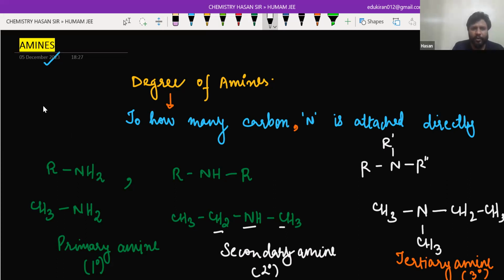Degree of amines means you are going to treat nitrogen as carbon. To how many carbons is N connected? Like N is connected to only one carbon. So this is your primary amine. Now one other hydrogen is replaced by R. So this is directly connected to two carbons, so it is secondary. In the same way, this is your tertiary or 3-degree amines. And this, please take a screenshot and let me know.